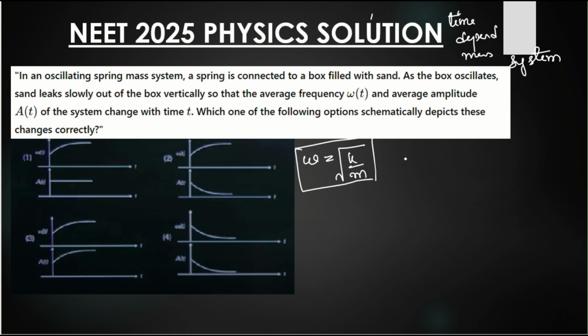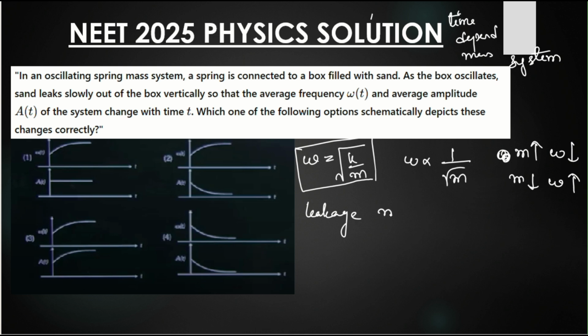So here evidently omega is proportional to 1 by root under mass. So if mass increases, omega decreases, and if mass decreases, omega increases. Now here in the system the mass is leaking. So with the decreasing mass, omega will be increasing.